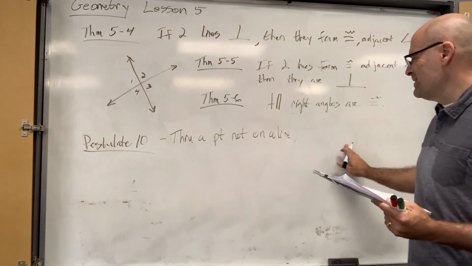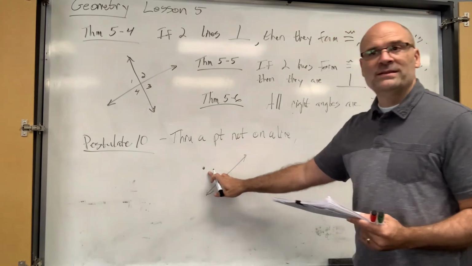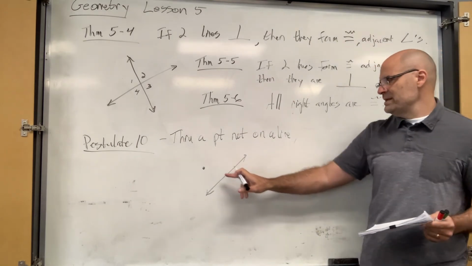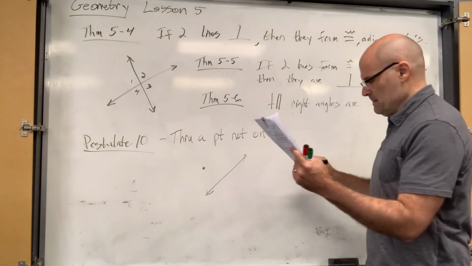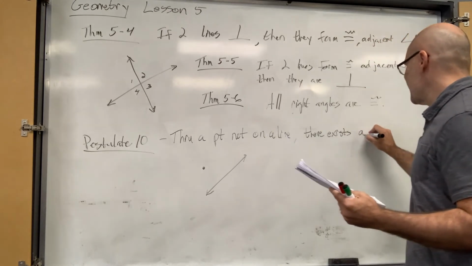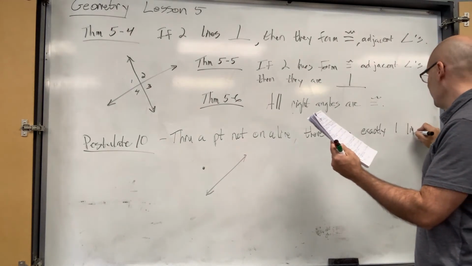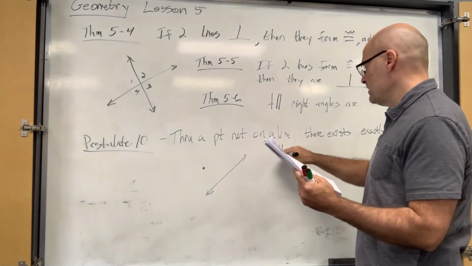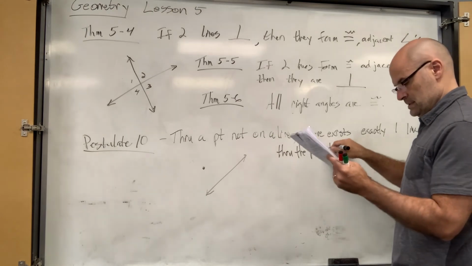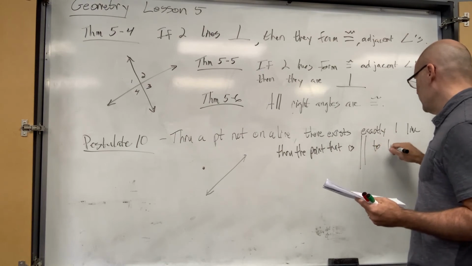Through a point not on a line. So here's a point. Here's a line. There's a point that's not on that line. So far, so good. Are you visualizing this? Through a point not on a line, we're going to draw something through that. There exists exactly one line through the point that is parallel to the line. Perpendicular is another one.